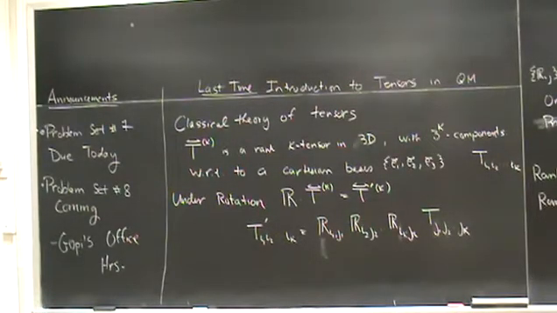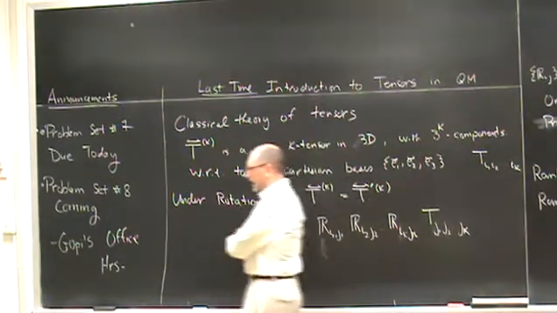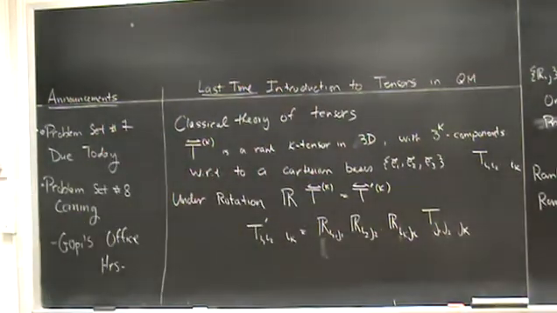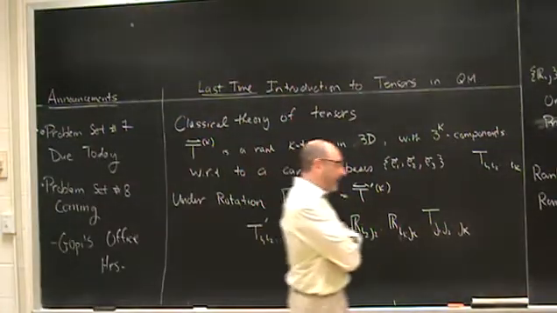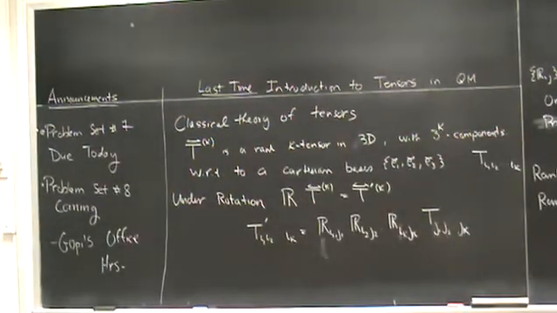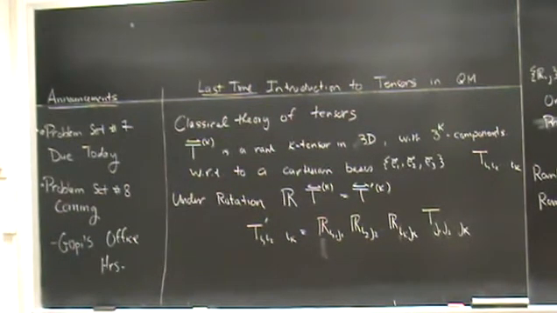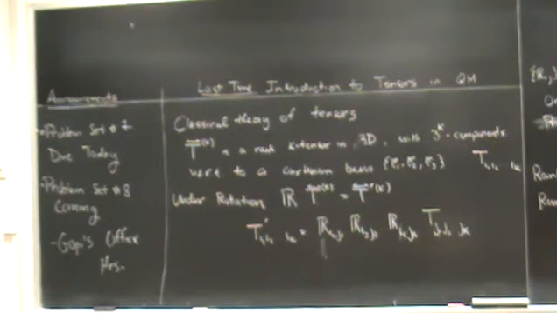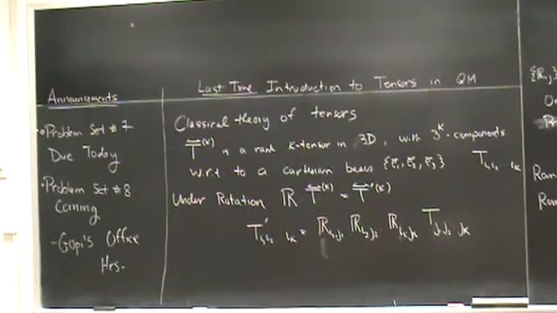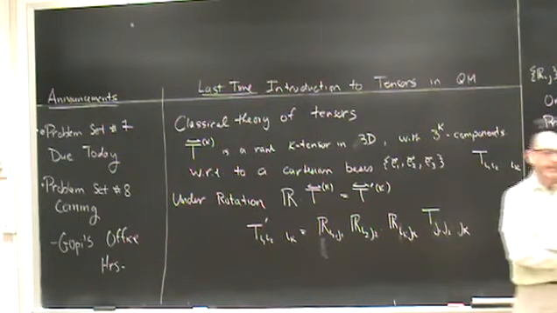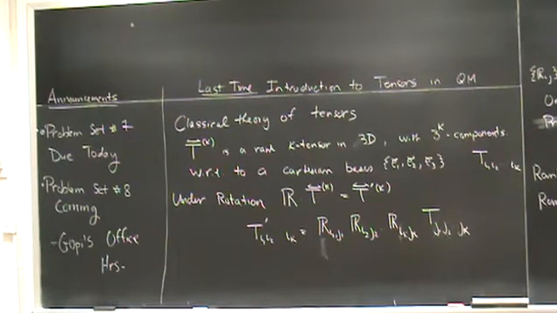All right, so let's review what we talked about last time. What we're talking about is the theory of tensors in quantum mechanics, which is very important if you want to understand the interaction, say, of electromagnetic fields and matter because of the nature of the multipole moment decomposition of the interaction of fields and charges.